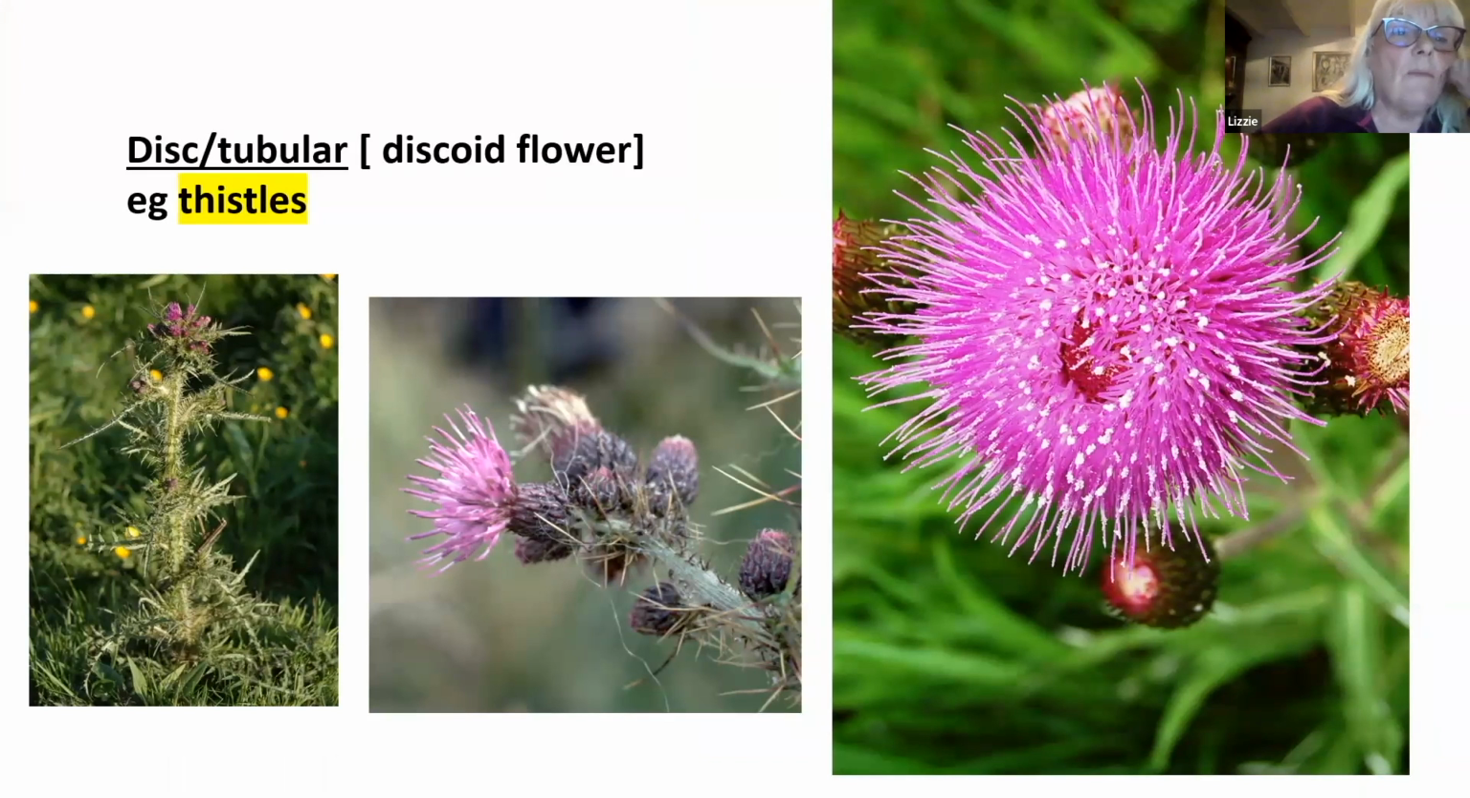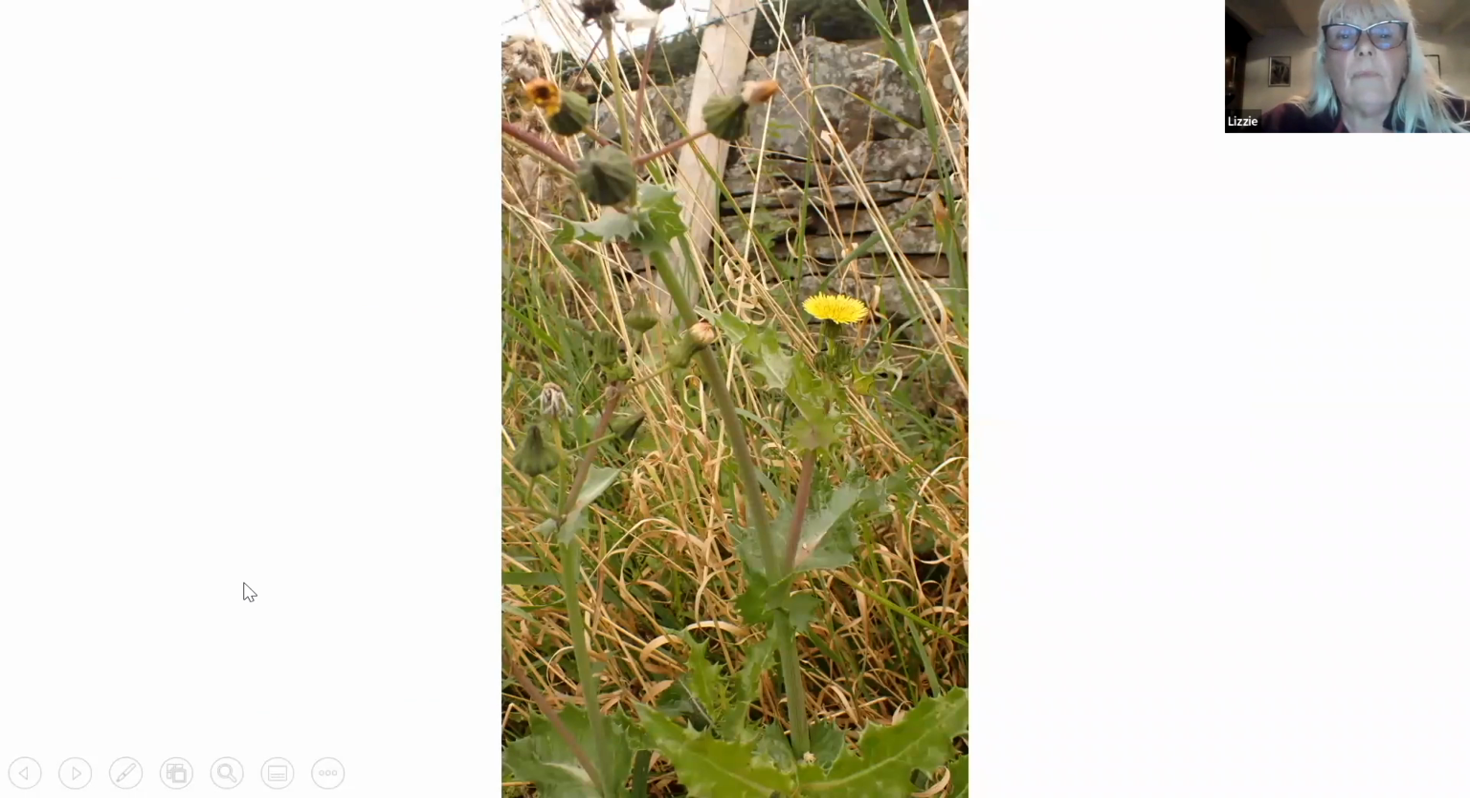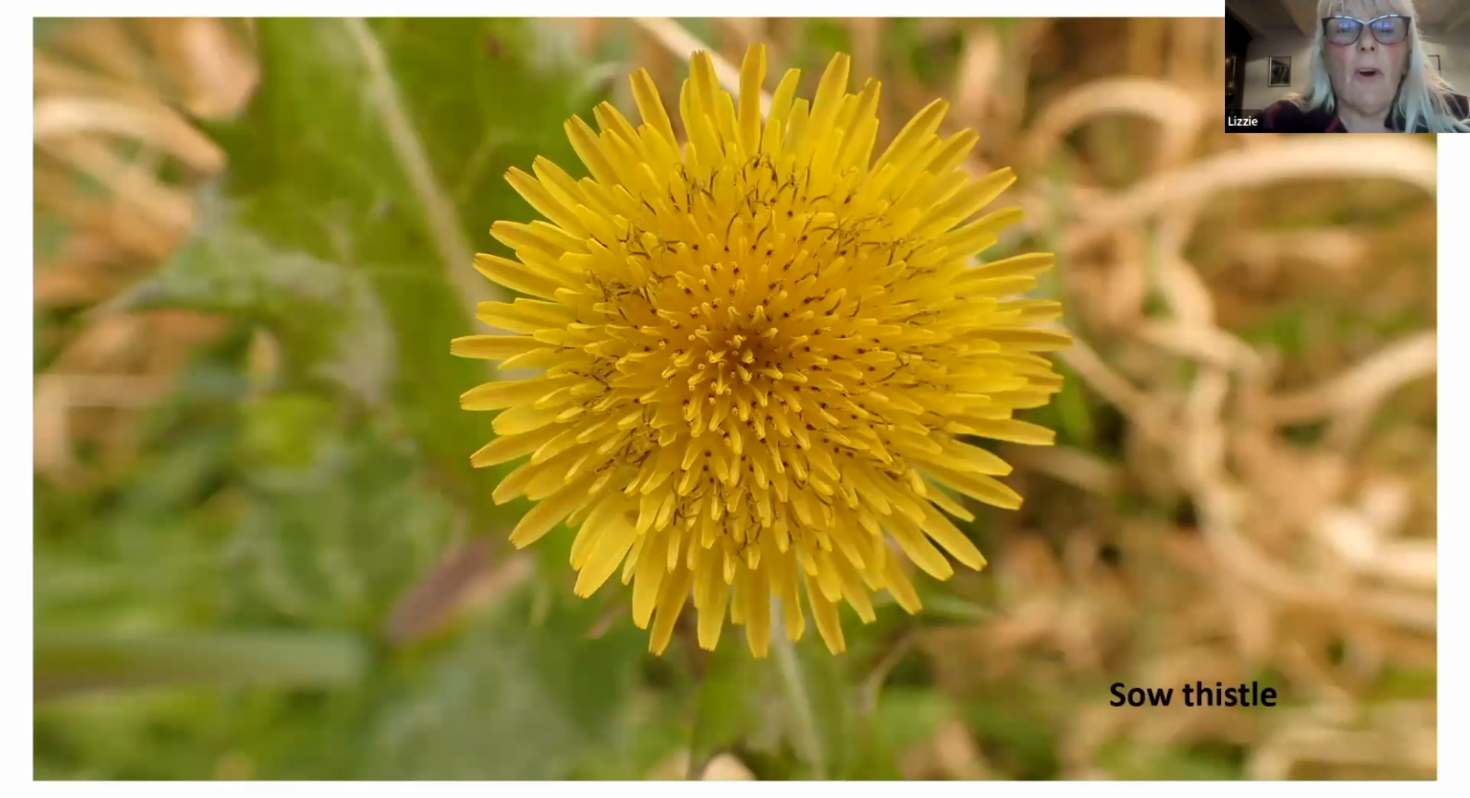And finally, the disc type, the thistles or species related to the thistle family. These two here are thistles, and you can see their tubular flowers there. And that's just another ligulate head. That one's the dandelion, and this one, which you recognise by the leaves here, is a sow thistle. And that head's rather beautiful in its symmetry, isn't it? You can see all the little stigmas coming out there. So that's all the same type of ligulate flower.